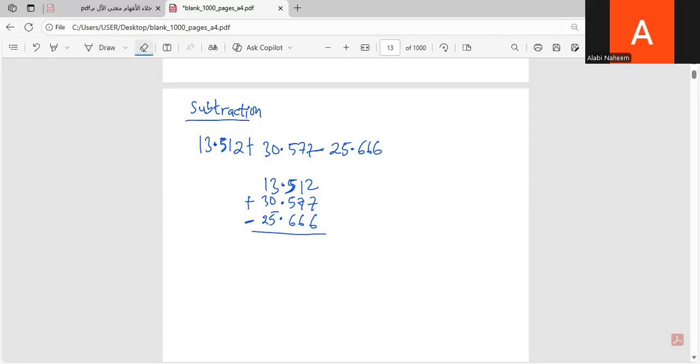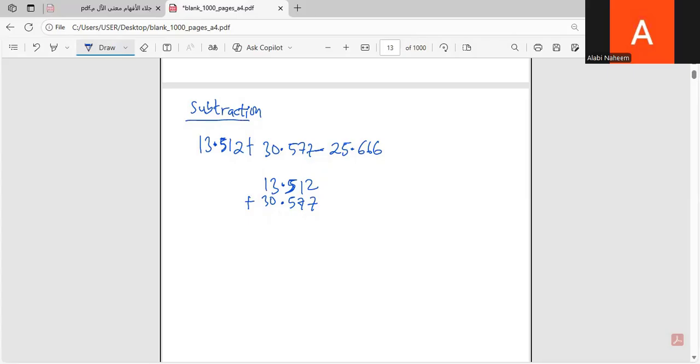Or better still, let's try to add the first two numbers first. So to avoid confusion, let's add the first two numbers. We're adding this and this, right? So 2 plus 7, we have 9. 1 plus 7, we have 8. 5 plus 5, 10. 0, transfer 1 here. 1 plus 3, 4.